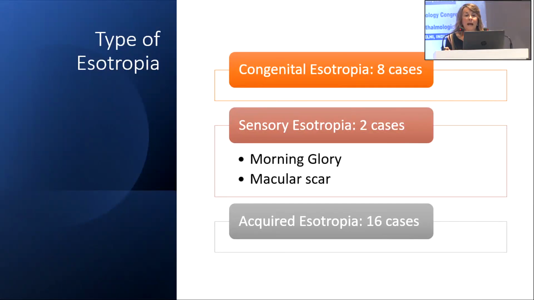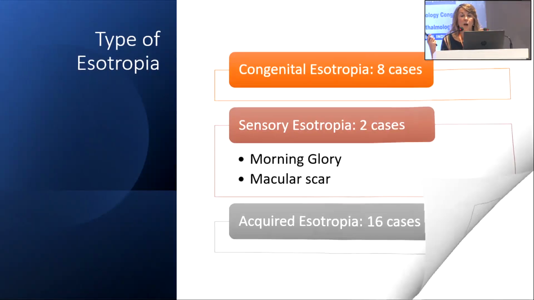So what type of esotropia did we find in our cases? 8 cases presented as a form of congenital esotropia. We found 2 cases of sensory esotropia, and in 16 cases, the esotropia was acquired. Some of the cases had more than 1 etiology or cause.